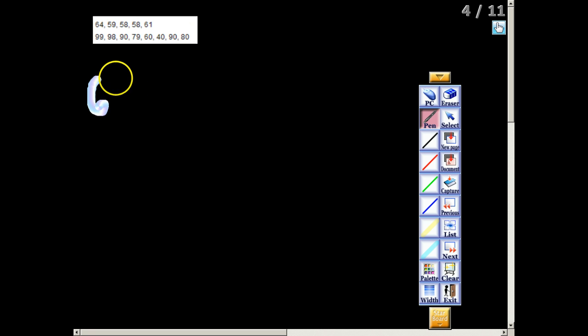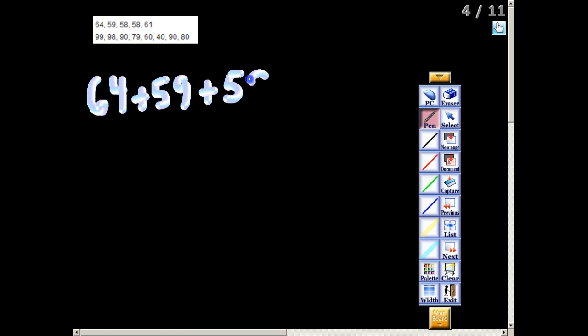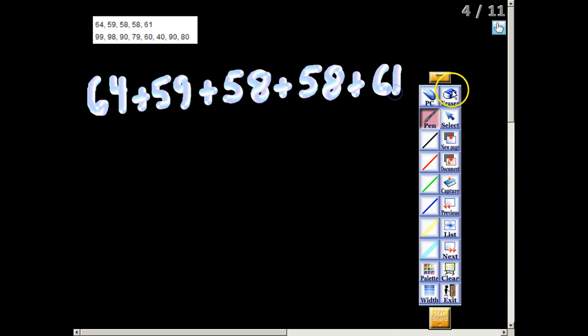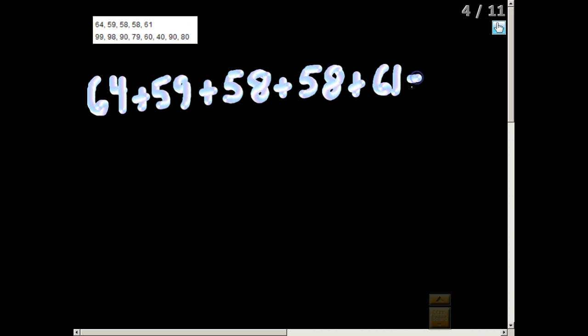So I have 64 plus 59 plus 58 plus 58 plus 61. Now, in order to add these together, you can definitely use a calculator. When I add all of these digits together, that does give me the number 300.